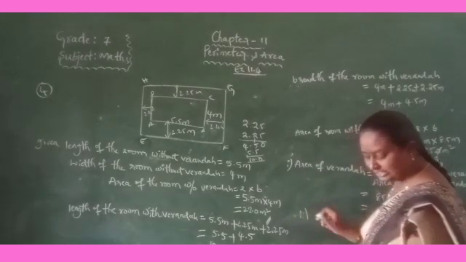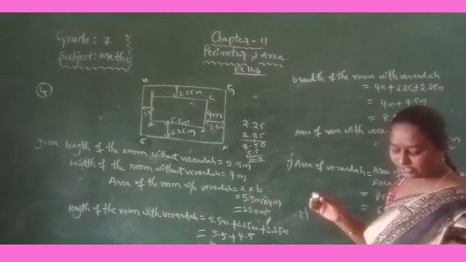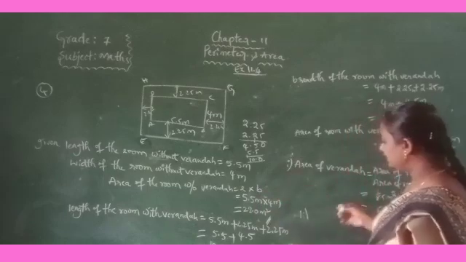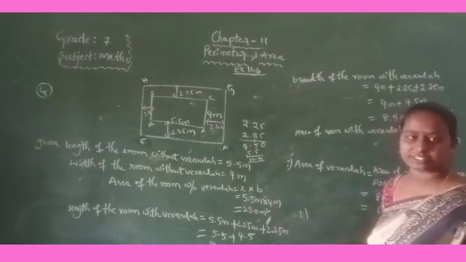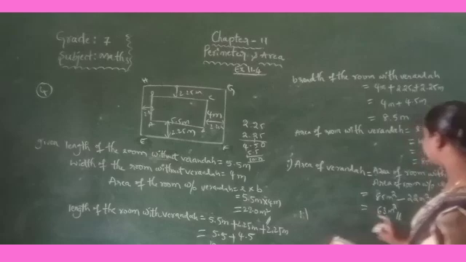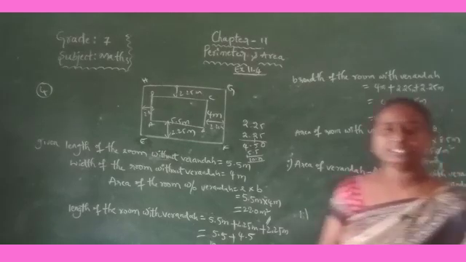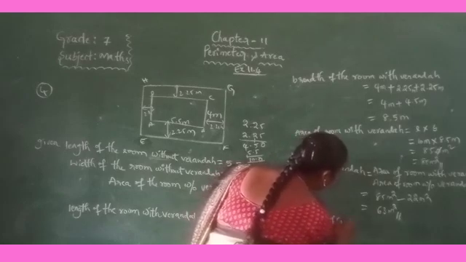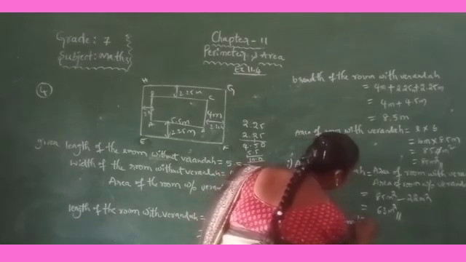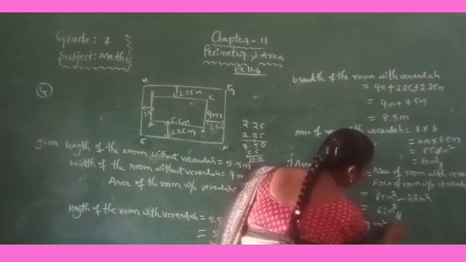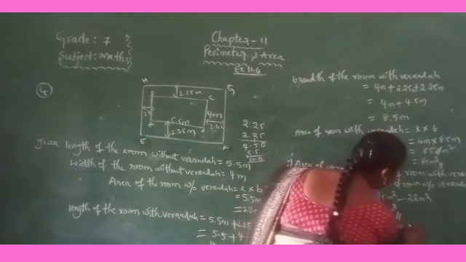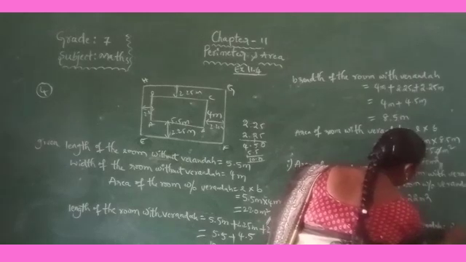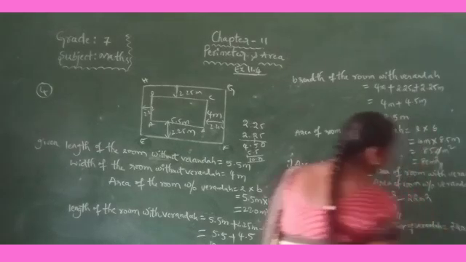So what is given? The cost of cementing the floor of the veranda. Per meter square, how much cost will it take? 200. So like that, 63 meters square means how much? You have to multiply. So the cost of cementing 1 meter square floor of the veranda is 200 rupees.